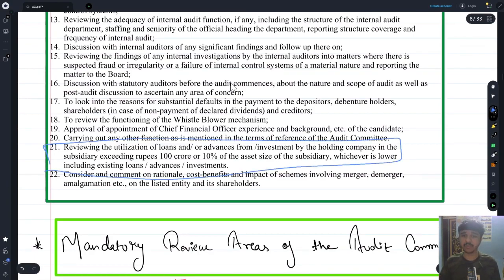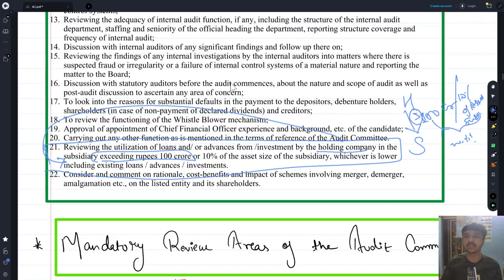If a holding company has given a loan or some investment in the subsidiary company which is exceeding rupees 100 crore. So if a holding company has given something to the subsidiary which is exceeding rupees 100 crore, again the word is exceeding, not greater than or equal to 100 crore, or 10% of the asset size of the subsidiary, whichever is lower. So 100 crore or 10% of the asset size of the subsidiary, whichever is lower.